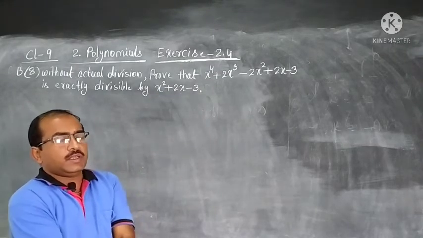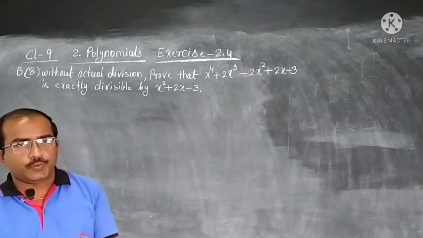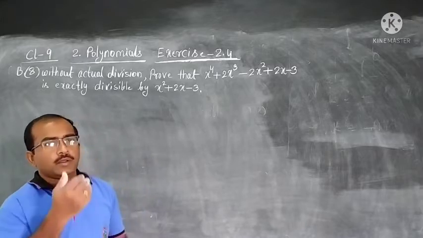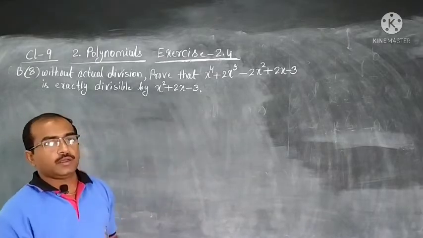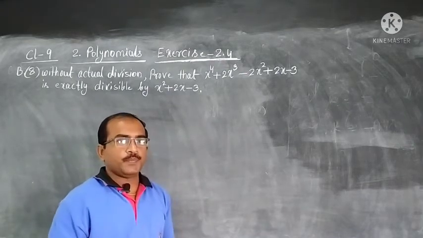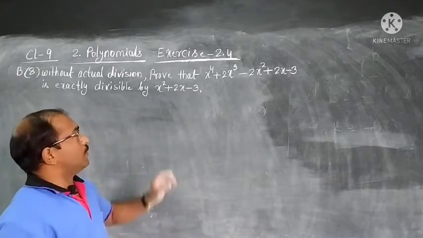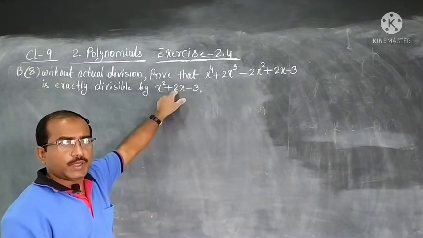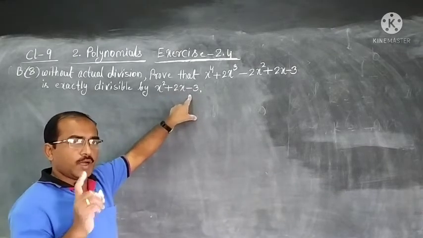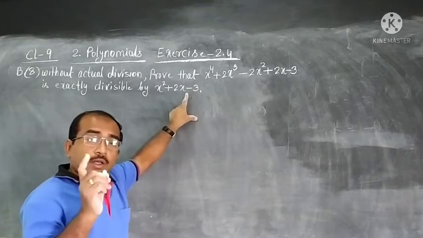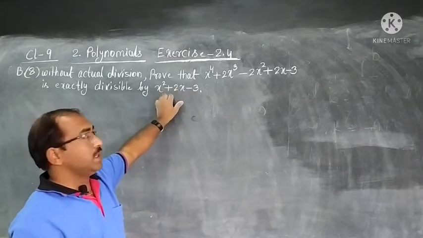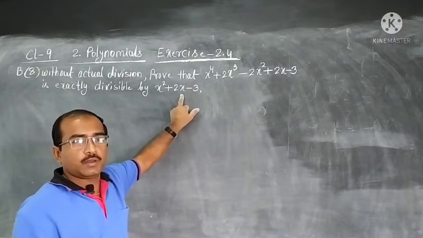So, when we see the situation here, we need to prove that it is exactly divisible. That means, when the remainder comes 0, we will be able to say the polynomial is divisible by another polynomial. That means we need to find the remainder. But one difference we find in this divisor: it is not a binomial. In all the questions before this, the divisor was a binomial, but here it is different, it is a trinomial.